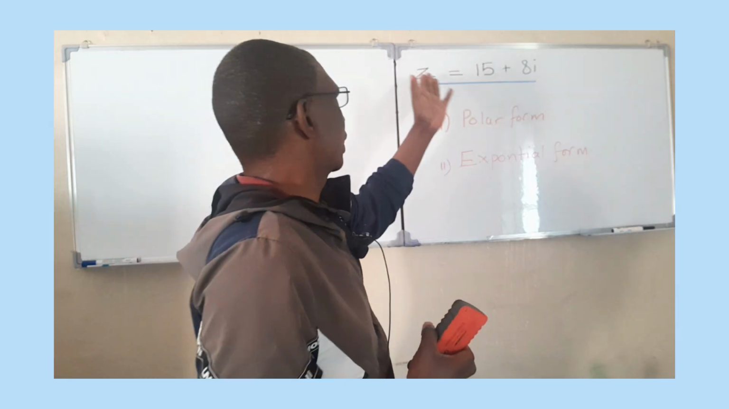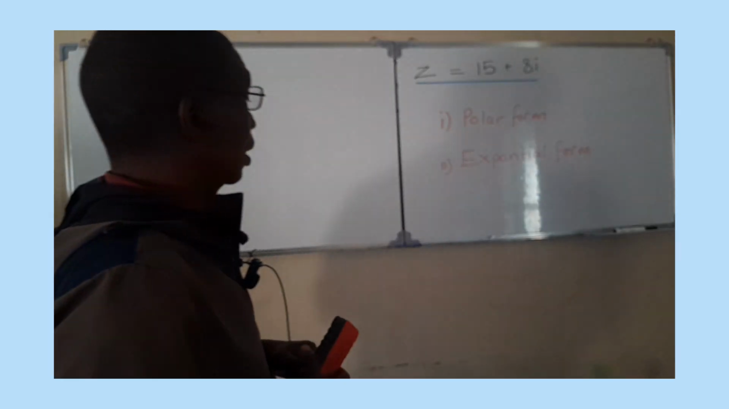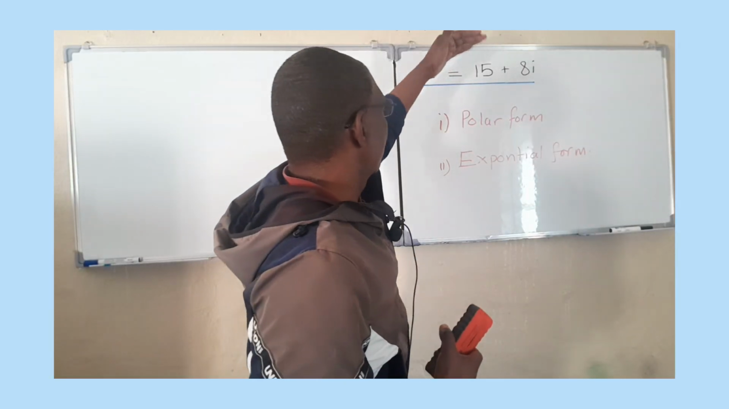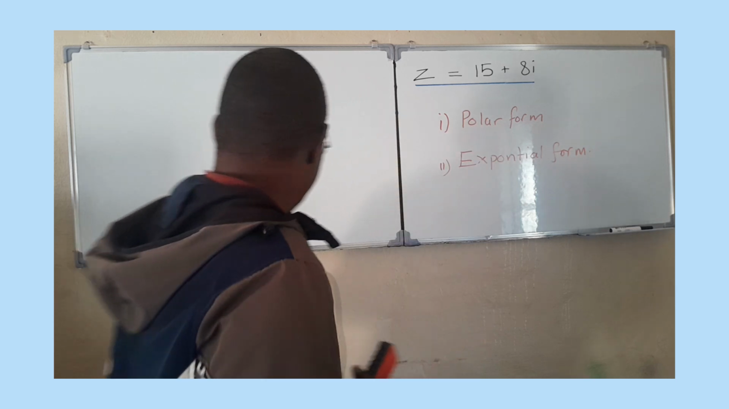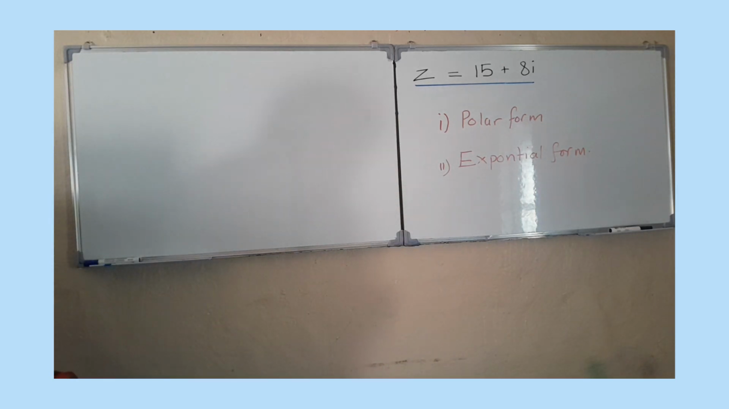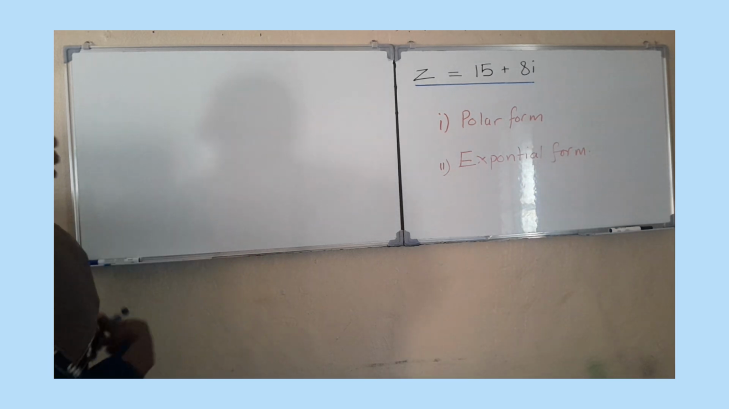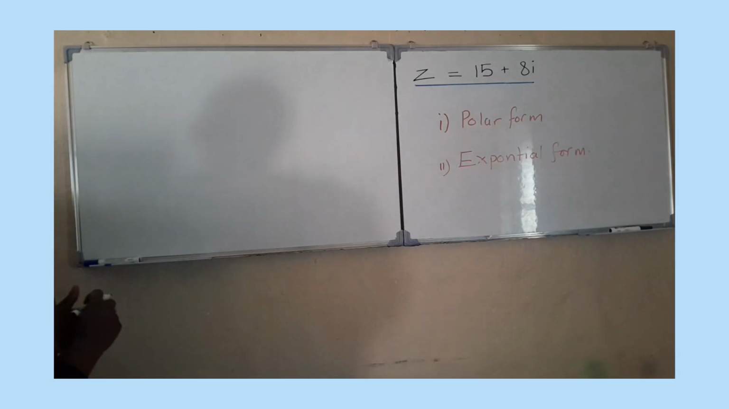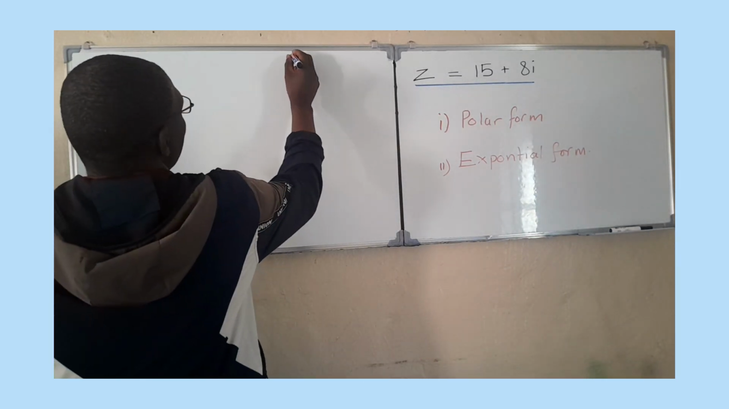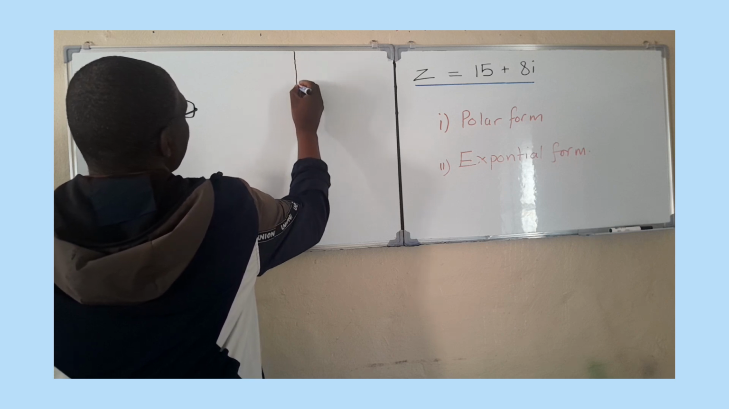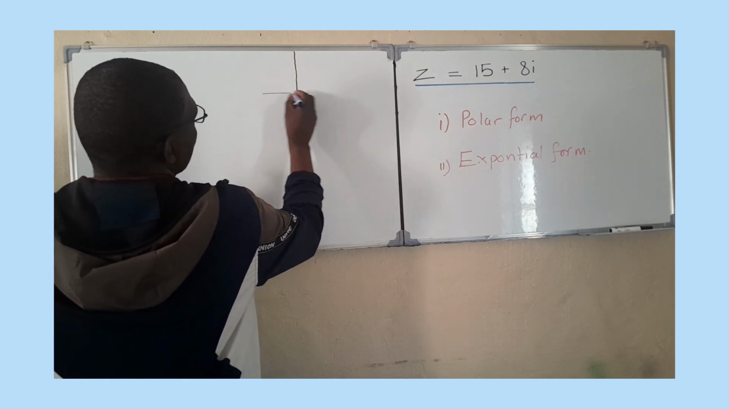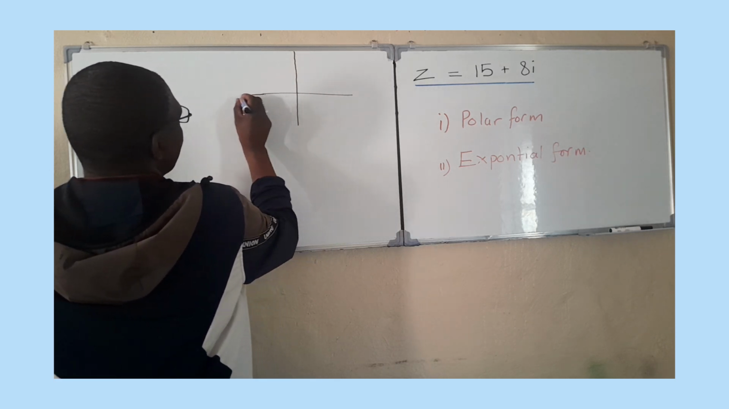The form in which z is written there is the standard form. So we want to be able to change from this to that to that. But before we do that, we need to calculate two quantities associated with z. Now, let's first of all represent our z in what is called an Argand diagram.